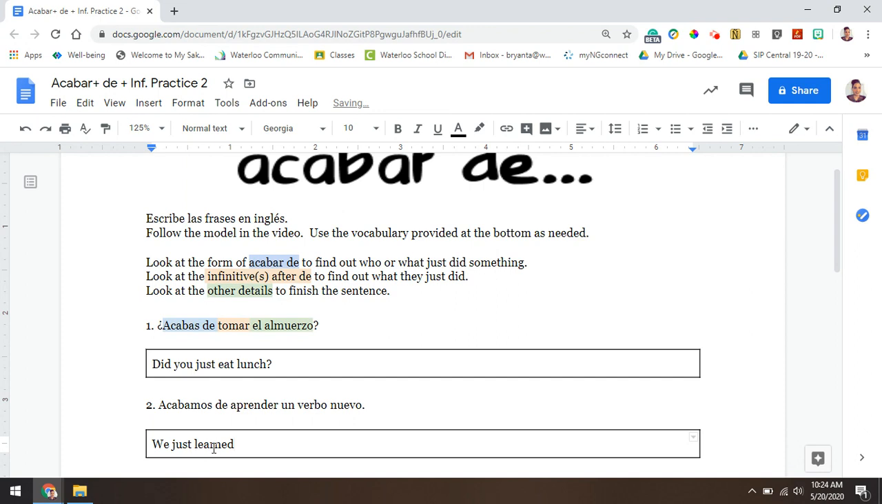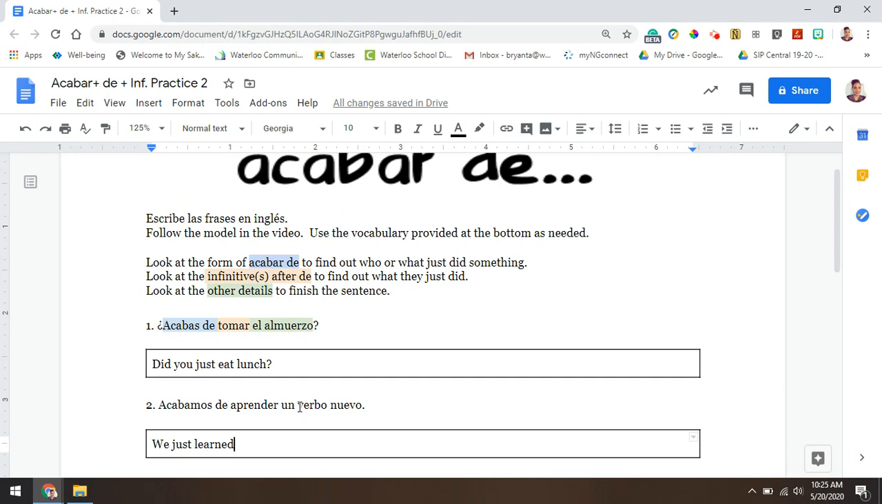Now remember, because this is expressing the past tense, your verb aprender, when you translate to English, will need to also be in past tense. But you're thinking, wait a minute, in number 1, we used eat. Yes, we did, but it is a question, so we used did you eat, and that was your past tense verb. Okay? So coming back to this one, acabamos de, we just, aprender, learned.